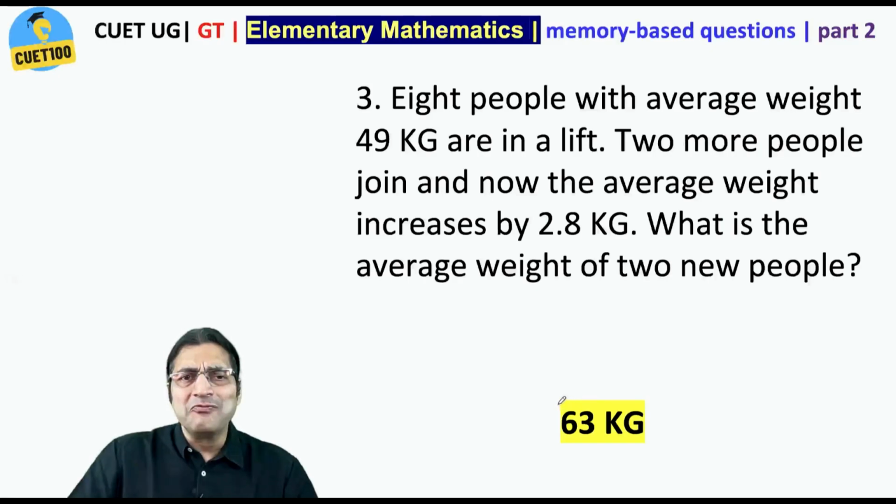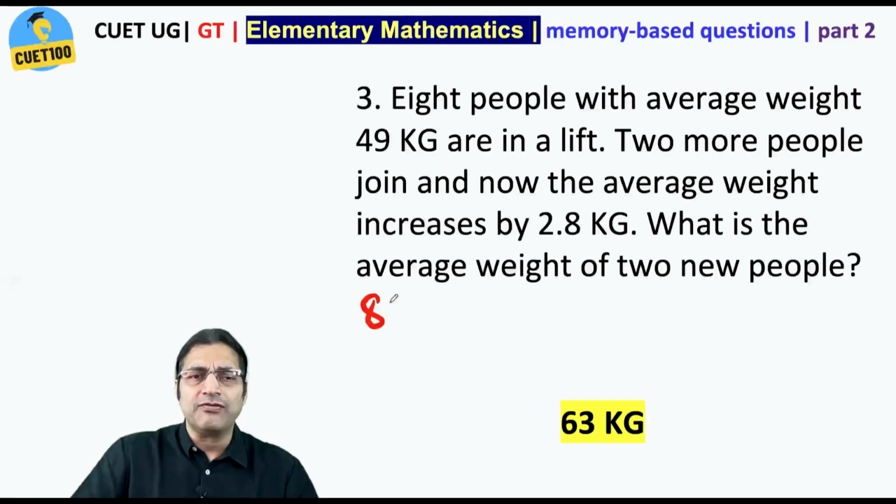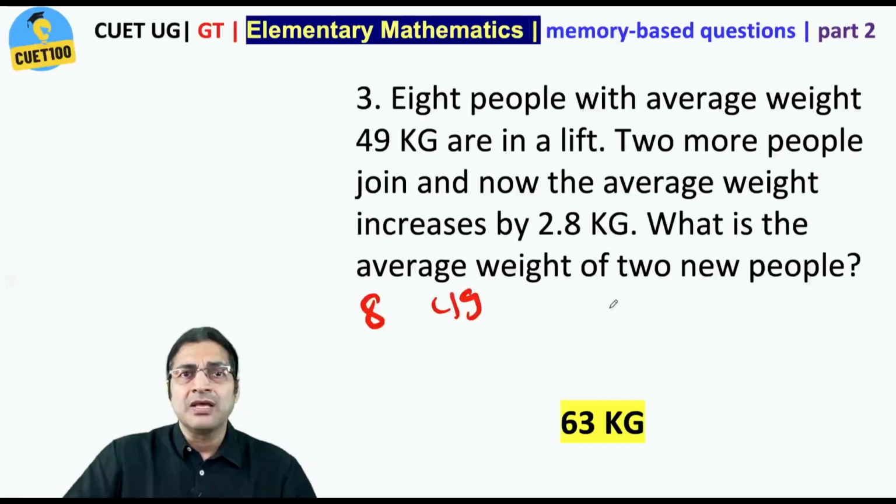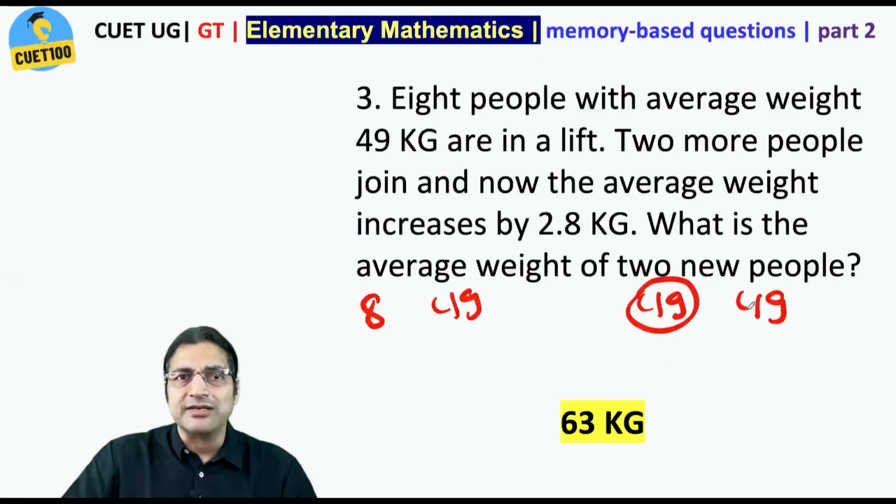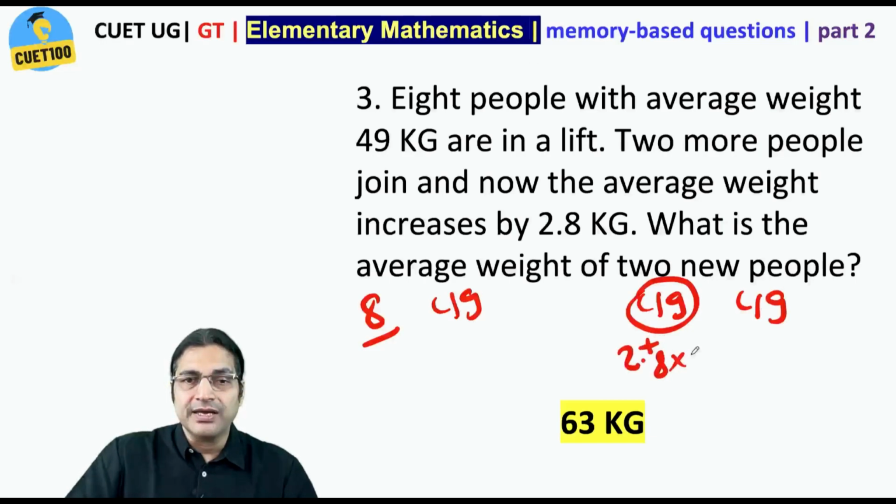Another way of looking at it could be that initially for 8 people the average weight was 49. Those 2 people who joined in, their average weight must be more than 49, and moreover they pushed it by 2.8 kgs. So, they will share the burden equally. There are 8 people. This person, the first person, will increase it by 2.8 for 4 people plus for himself. So, 49 plus 2.8 into 5. For the other person also, of course, it would be 49 plus 2.8 into 5. 2.8 into 5 is 14. 49 plus 14 is 63.